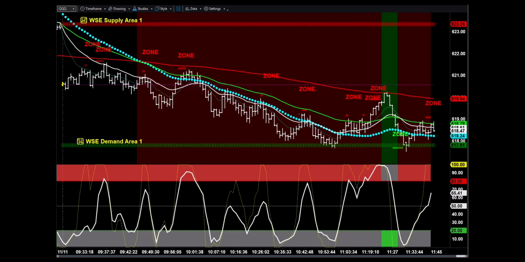This is the world's greatest business. We get paid for being patient. In our case, we wait for these words to appear, red zone or green zone.